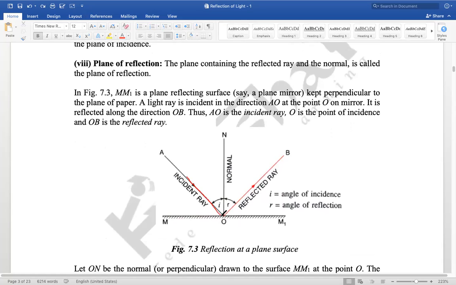So ये हमारा इंसिडेंट रे हो गया, ये हमारा नॉर्मल हो गया जो परपेंडिकुलर है, ये पॉइंट ऑफ इंसिडेंस हो गया, ये रिफ्लेक्टेड रे हो गया. एंगल मेड बाय इंसिडेंट रे एंड नॉर्मल इज एंगल ऑफ इंसिडेंस. एंगल मेड बाय द रिफ्लेक्टेड रे एंड द नॉर्मल इज एंगल ऑफ रिफ्लेक्शन. एंड दिस प्लेन, ये जो हमारा कंप्यूटर स्क्रीन का जो प्लेन है, लैपटॉप का या जो भी स्क्रीन देख रहे हो, वो प्लेन जिसमें इंसिडेंट रे, रिफ्लेक्टेड रे और नॉर्मल तीनों एग्जिस्ट कर रहा है, उसको हम लोग प्लेन ऑफ रिफ्लेक्शन कहते हैं.